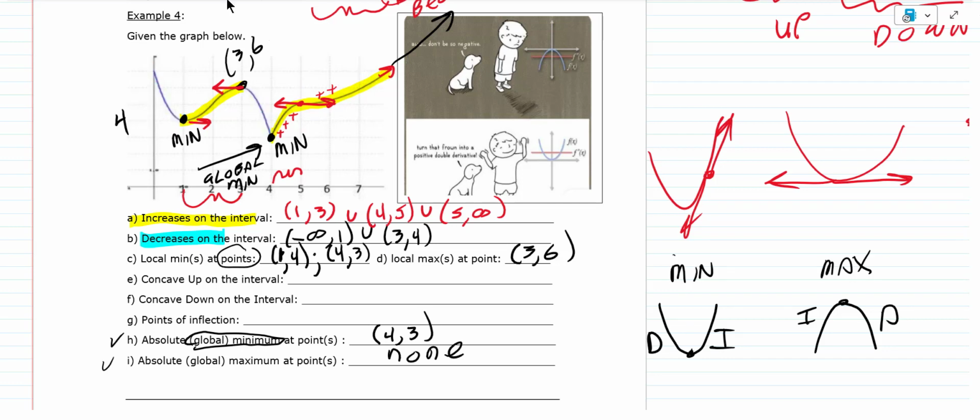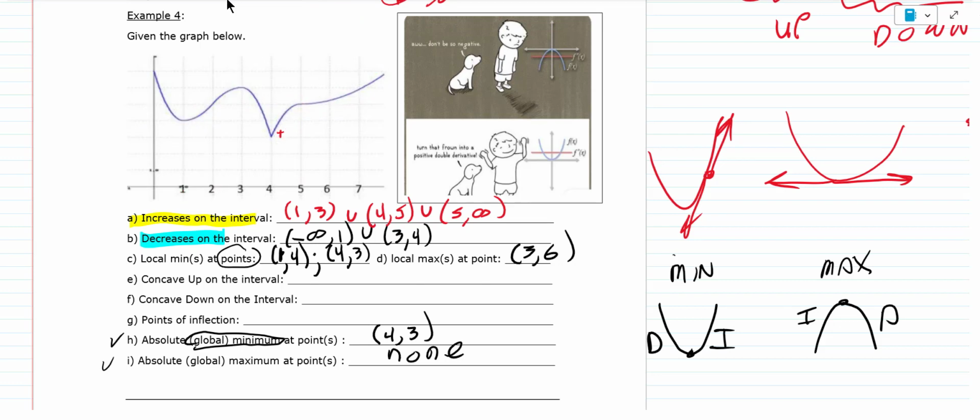So now I'm going to erase all this stuff, and let's look at the concavity.